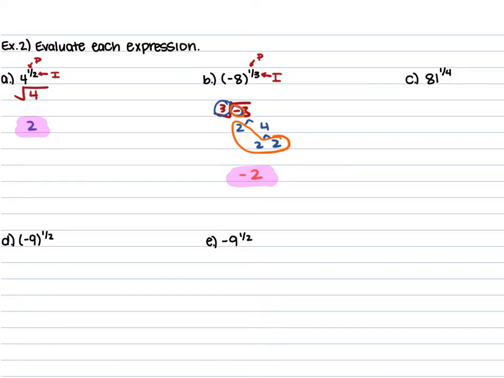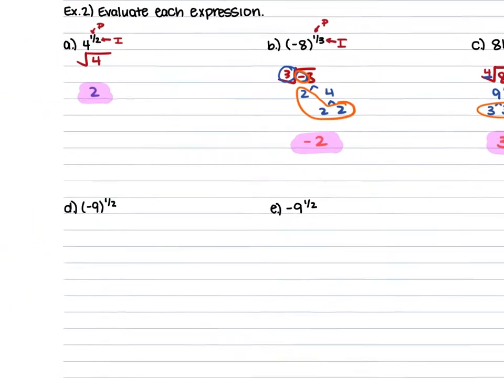For example C, we have 81 to the power of 1/4. Again, the 1 that's your numerator is going to be your power. The 4 that's your denominator is going to be your index. So we're going to be taking the fourth root of 81. The 81 is 9 times 9. 9 is 3 times 3. Our index tells us we need 4 of the same number. We have 4 3s, so the fourth root of 81 is just 3.